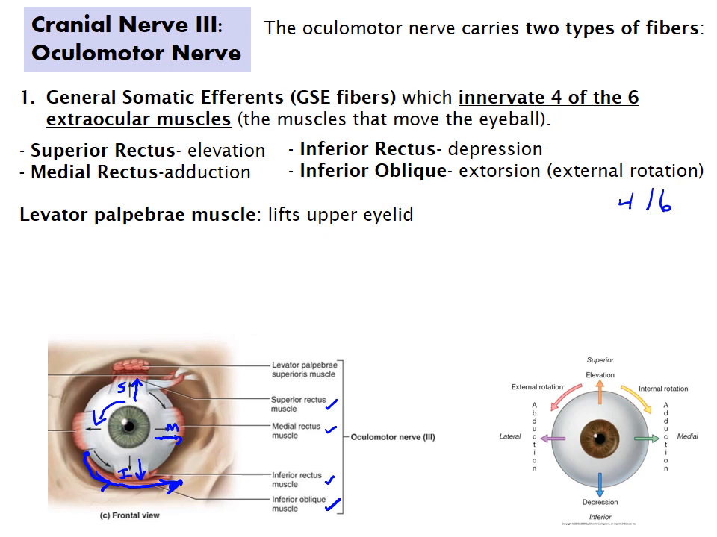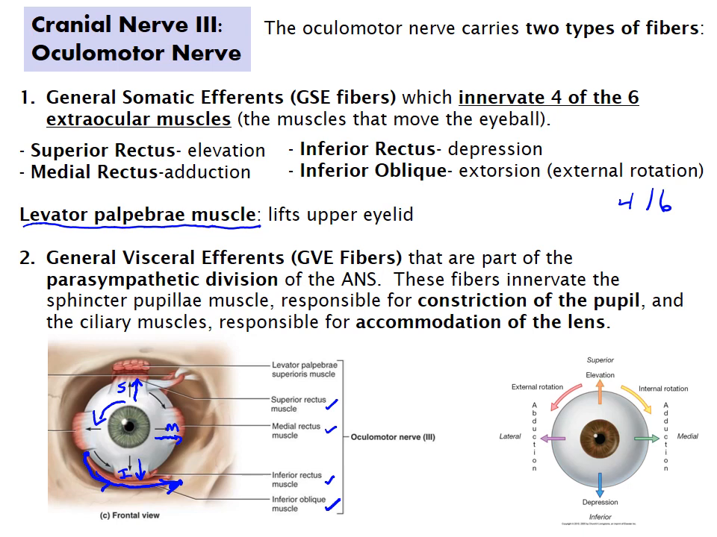Now, depending on the orientation of the eye, if the eyeball is abducted or adducted or elevated or depressed, and then the inferior oblique acts on that eye, you might imagine that the action of the inferior oblique might be a little different, again, depending on the orientation of the eye at any particular time. The oculomotor nerve also helps to lift the upper eyelid with the levator palpebrae muscle.